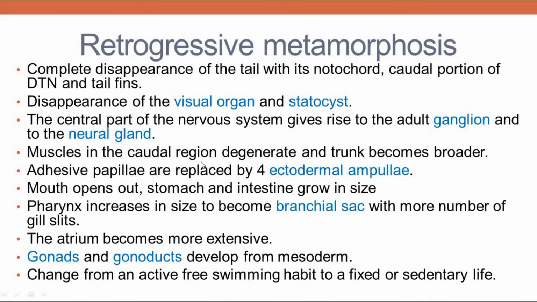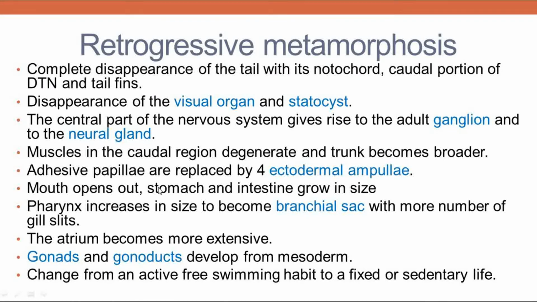The muscles in the caudal region degenerate because the total tail will be lost and the trunk becomes broader. Adhesive papillae are replaced by 4 ectodermal ampullae. Ampullae are the thickened portions. Adhesive papillae are the external projections from the anterior part of the larvae. They will be converted into 4 ectodermal thickened or swollen portions called ampullae in the case of adults. And these are used for the attachment with the substrate in the case of adults.